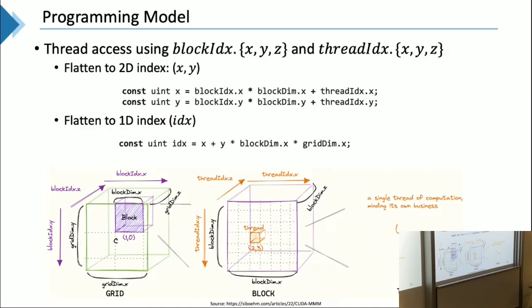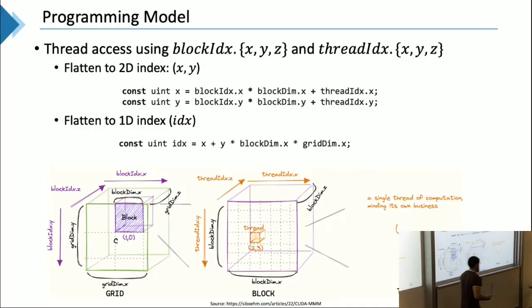So here we try to convert this thread index into a 2D global indexing, or coordinates. For example, here you have thread ID x, right? And this corresponds to, for example, here. And to get this x index in the global 2D coordinate.